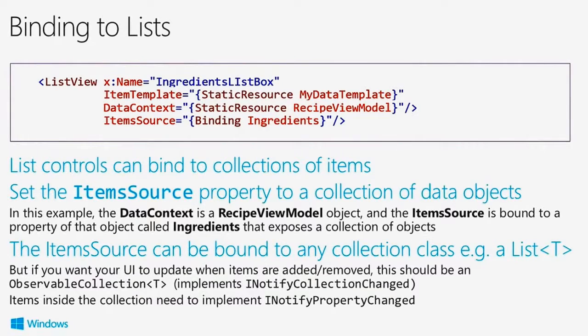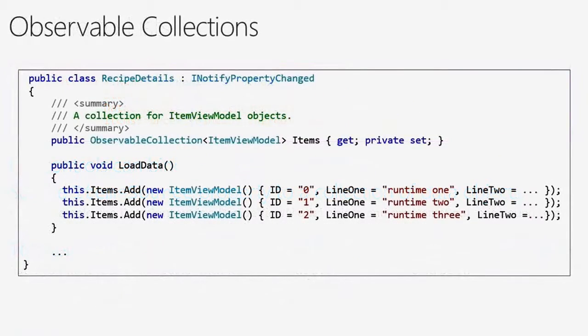Lists can bind to collections of objects in the same way. You have this ItemsSource equals property, but you will set that to a collection of objects, whereas an item view's DataContext is like a single object. ItemsSource is a collection of objects. So that's for lists. We're going to talk about that in the next session. So this is an example of an observable collection of objects.